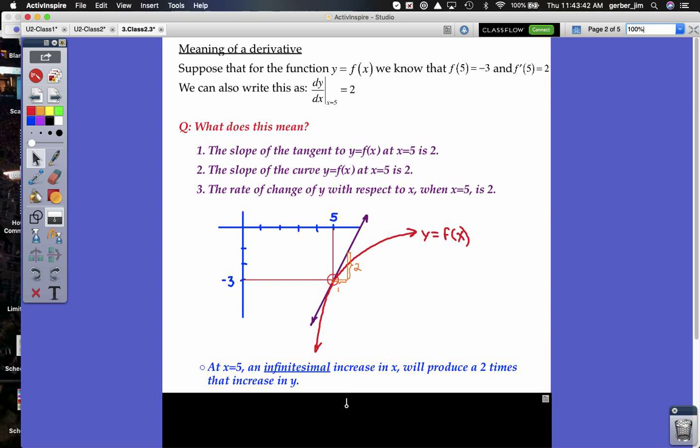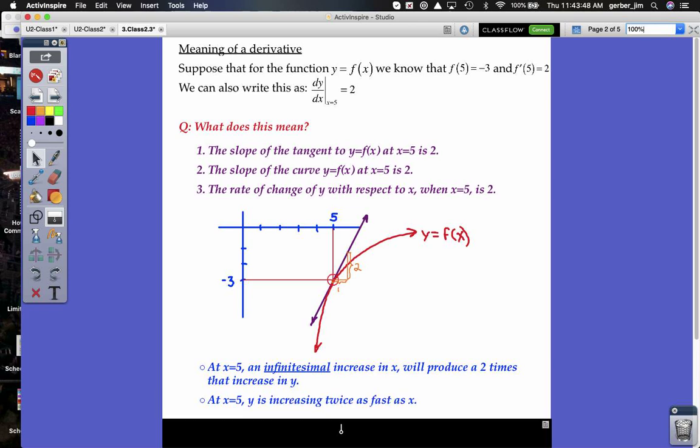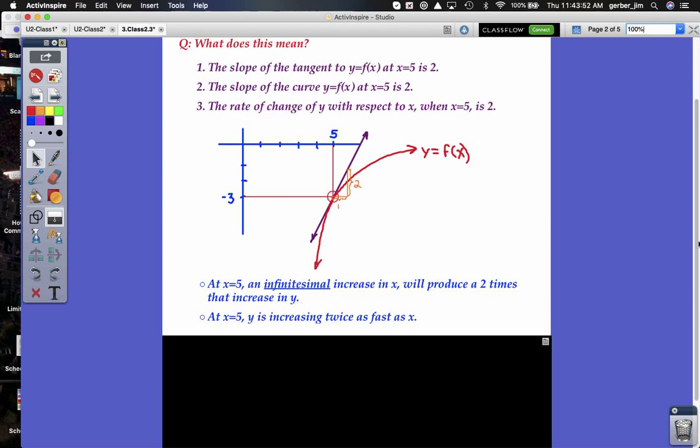Another way of saying that, perhaps an easier way, is to say that when x equals 5, y is increasing twice as fast as x. Okay? So what we're talking about here is on the curve, a very small change in x produces 2 times that increase in y. In this case, because the derivative is 2. Does that make sense? Let's think of it in terms of an example.